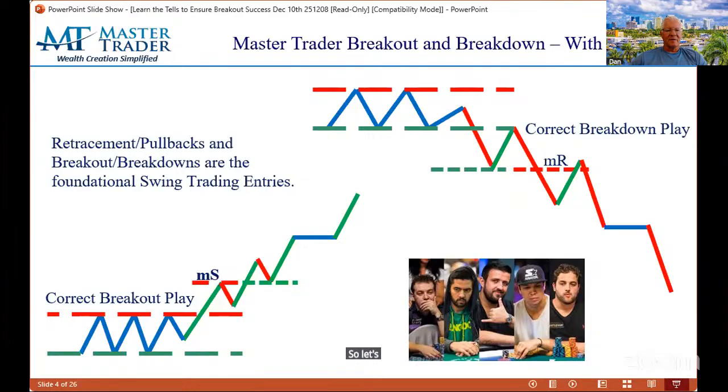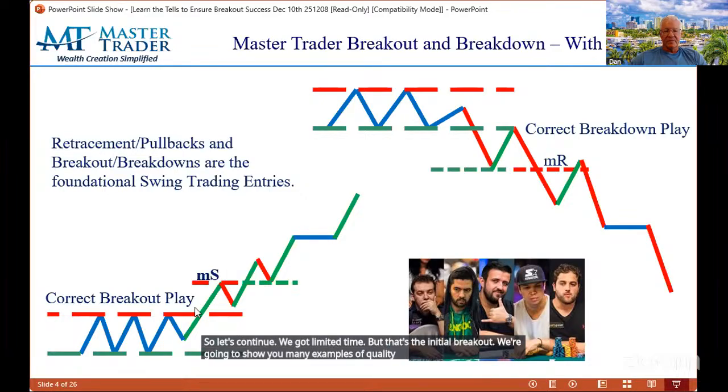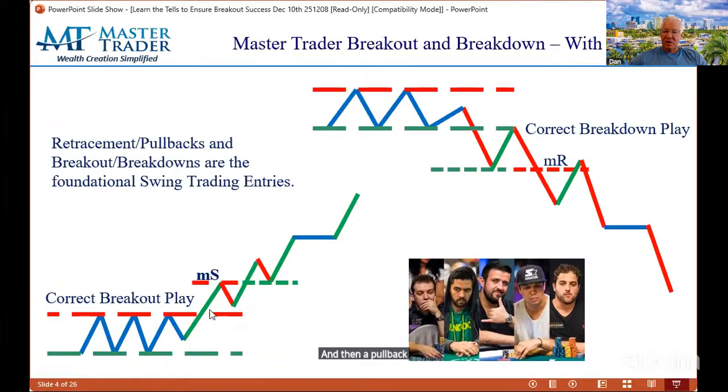We got limited time. So that's the initial breakout. We're going to show you many examples of quality initial breakouts. And then a pullback and retracement on this minor support, which is the breakout resistance, is a very high probability setup also. Same with the breakdown, it's the opposite. So this would be a sell setup after breakdown, and this would be your initial breakdown.